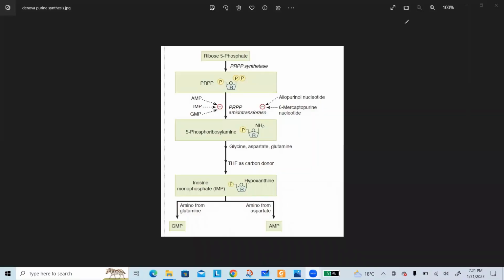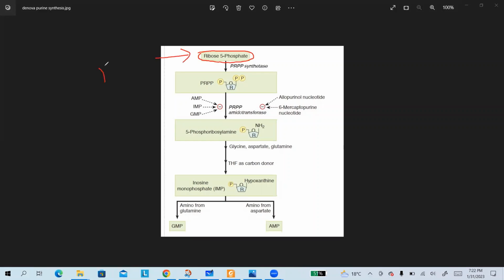Now I'm going to discuss the de novo synthesis of the purine bases. Basically, ribose 5-phosphate comes from the HMP shunt, hexose monophosphate shunt. Then this ribose 5-phosphate is converted into phosphoribosyl pyrophosphate by the enzyme PRPP synthetase. Again, this is super high yield stuff.